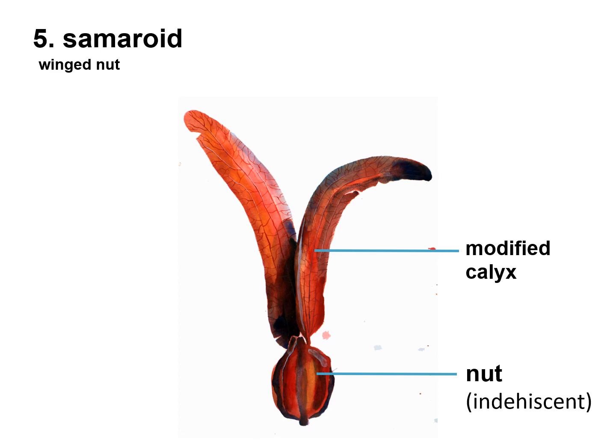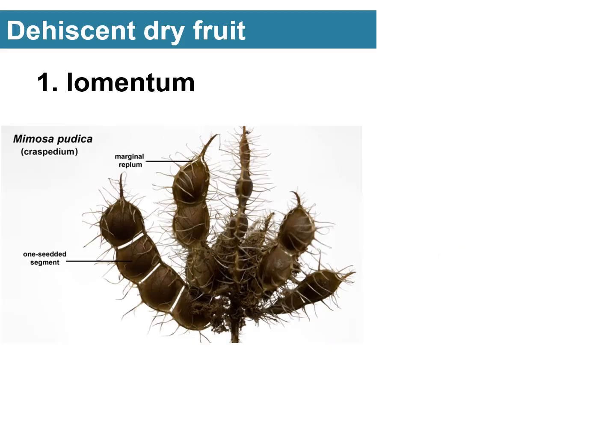Another type is also a winged fruit, but this is the winged nut. It is a modified nut fruit in which the calyx, or modified calyx, remains as the wing. And this is the wing, and the wing develops from the calyx, not from the pericarp like in samara. So we call this samaroid.